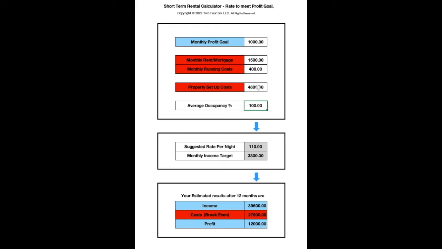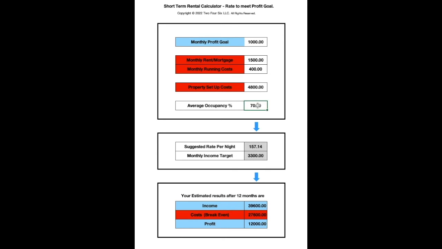So let's just play around with these figures a bit more. Go back to this. Imagine my occupancy is 70%. Let's see how that changes things. Well, the numbers don't change in terms of expenses and costs, but the rate per night has now changed to $157.14. You would obviously round this up, probably 160 or more. Remember, this is a minimum suggested rate per night in order to hit your profit level. We can see the $12,000 at the end of the year is still our profit, $1,000 profit per month.